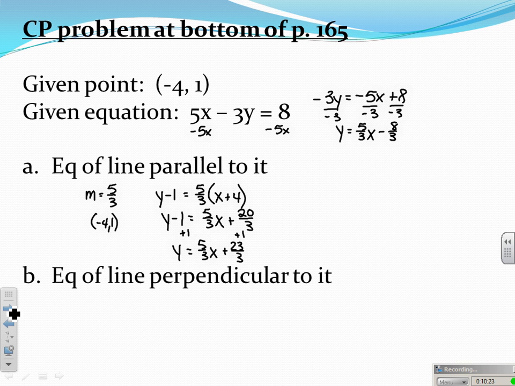Same thing is going to go for the perpendicular line, except now instead of an identical slope, we want its negative reciprocal, which would be negative 3 over 5. And we again are still considering that same given point. Load it back into your point-slope form. And simplify.